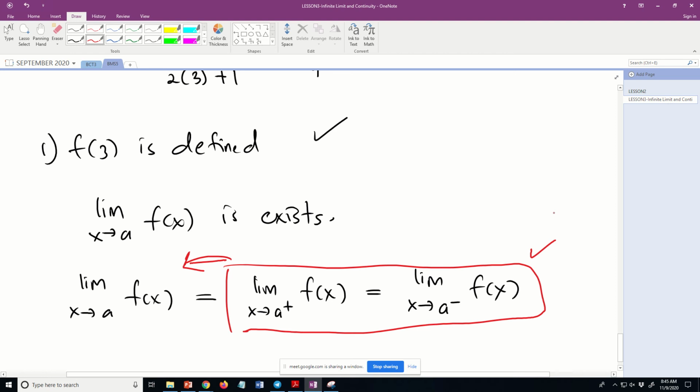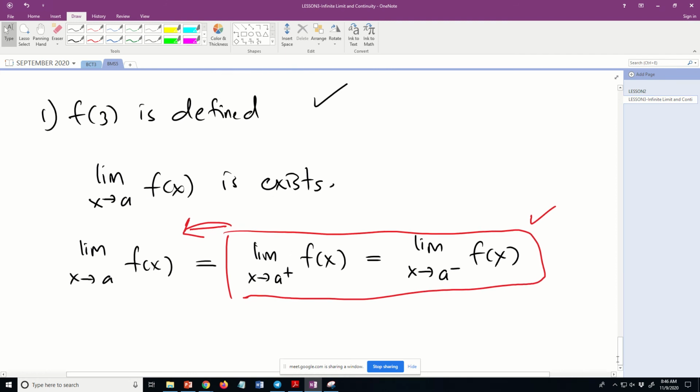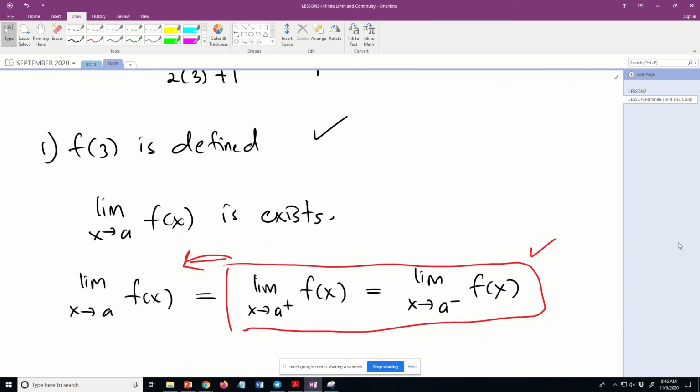So I need to check the positive side and the negative side. When I check that a positive and a negative are equal, then I can conclude that the limit of f(x) as x approaches a exists. That's what I mean. So I'm going to check these two answers. This is what we learned: limit existence we already learned last week. So we're going to continue with the process. We check the positive side and negative side.